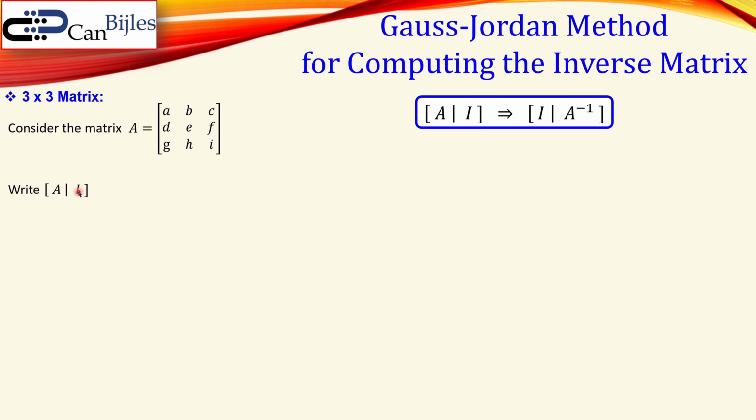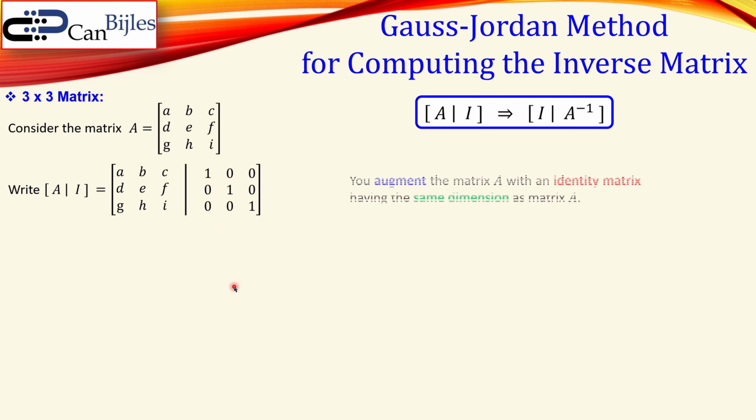We add to the given matrix an identity matrix, so it will be augmented. You get the same dimension, 3 by 3, so 1, 1, 1 at the diagonal, and the rest of the entries are 0. So you augment your matrix with an identity matrix having the same dimension as matrix A. If you have a 2 by 2, you will have a 2 by 2 identity matrix here. If you have a 5 by 5, you will have a 5 by 5 identity matrix here.